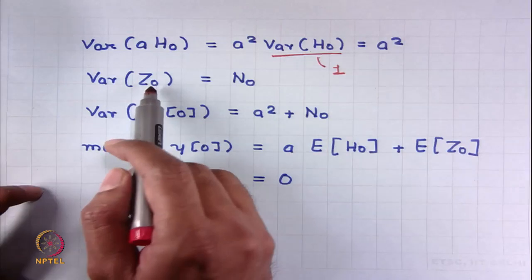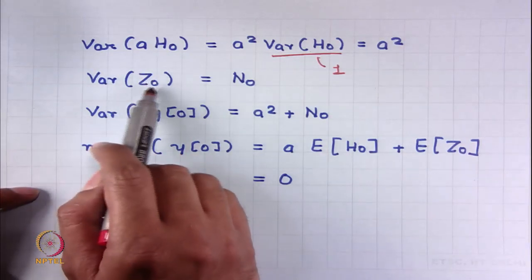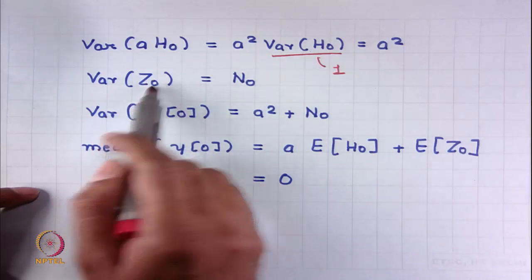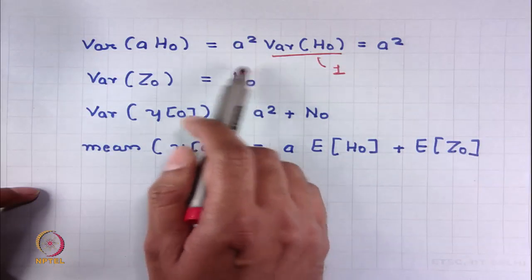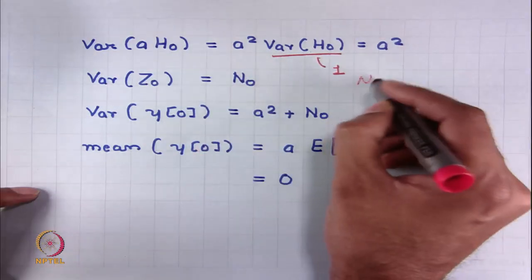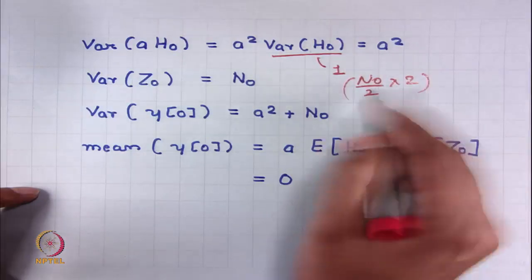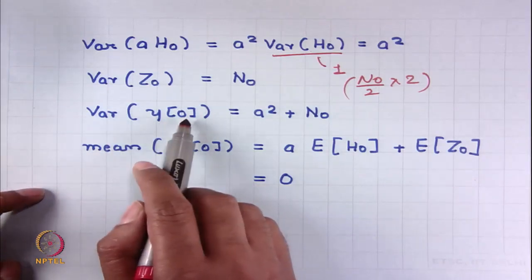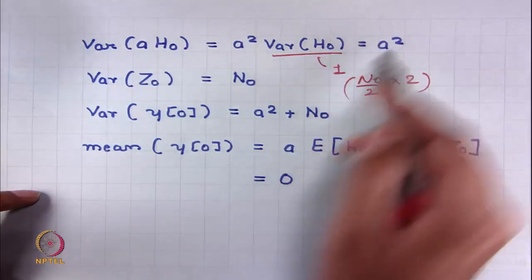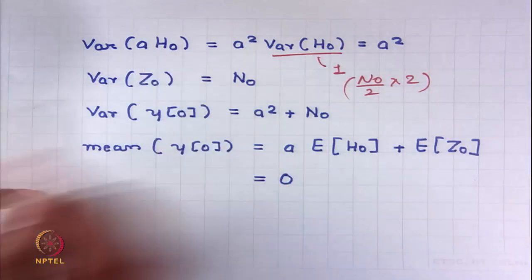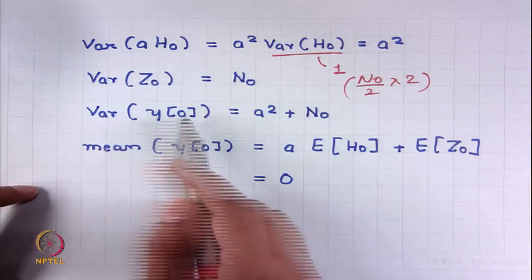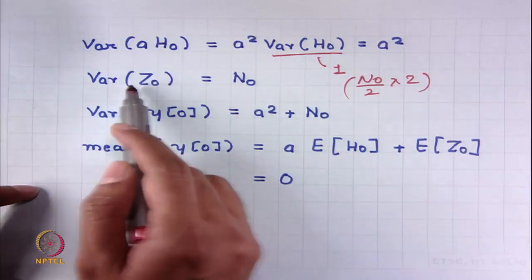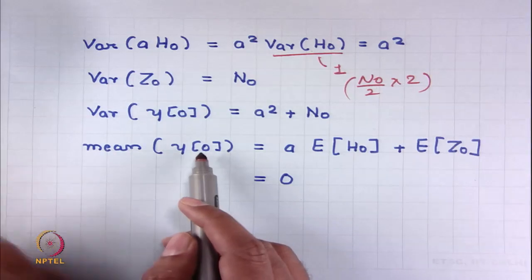What is the variance of Z naught? We know that noise has a variance of N naught by 2 in one real dimension, and because this is a complex Gaussian random variable, it will have a variance of N naught in one complex dimension. So, N naught by 2 times 2, because here we are thinking in terms of complex dimensions. Okay. So, what is the variance of Y0? The variance of Y0 is simply A square plus N naught, right, because these are independent random variables, and thus the variance of Y0 is simply obtained by adding the variance of A H naught and the variance of Z naught.